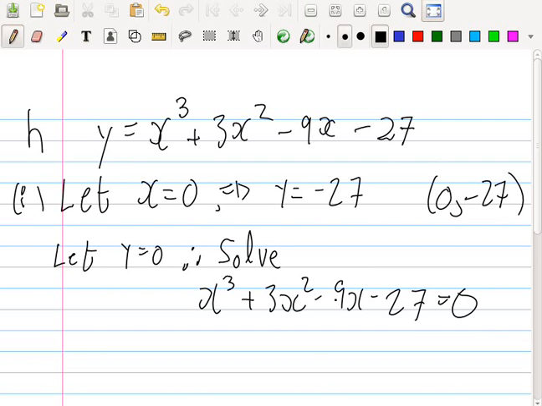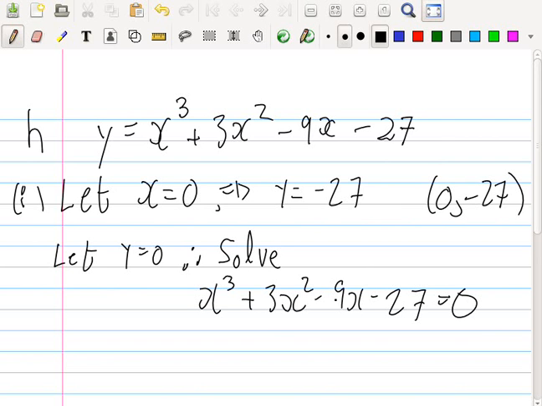53? I thought 53 was quadratic. Is it 53? Yeah, it's 54 on mine. Yes? A is 1, B is 3, C is minus 9, D is minus 27. You got that? Yeah, the first one is 3.